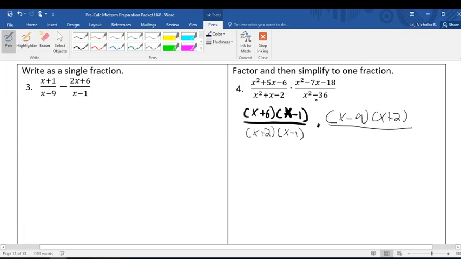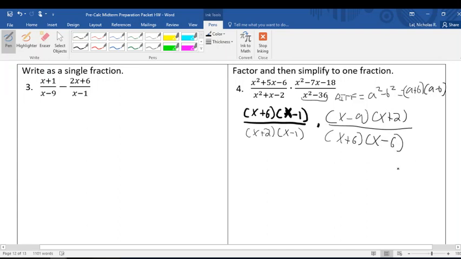And then looking at x squared minus 36, this is a difference of squares. The difference of squares is in the form a squared minus b squared, which will always factor into a plus b, a minus b. So the square root of x squared is x, the square root of 36 is 6, so that's going to be x plus 6, x minus 6.